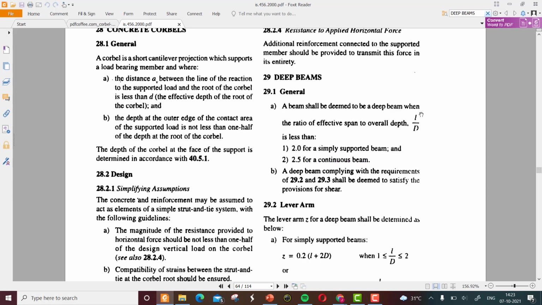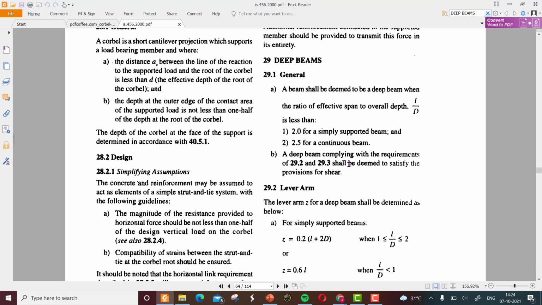So if the effective span to the overall depth, L by D value, is less than 2 for the simply supported condition, it is a deep beam, and for a continuous beam, if it is less than 2.5, it is a deep beam. So these are the basic definitions of how we define the deep beam.